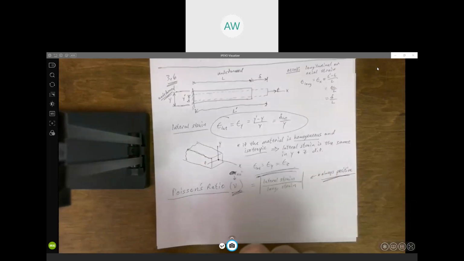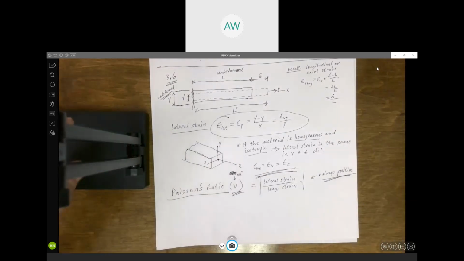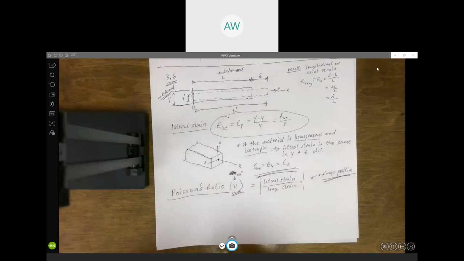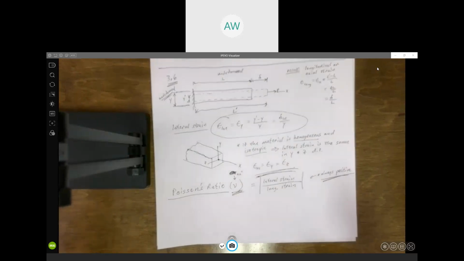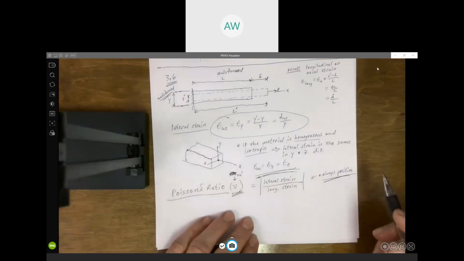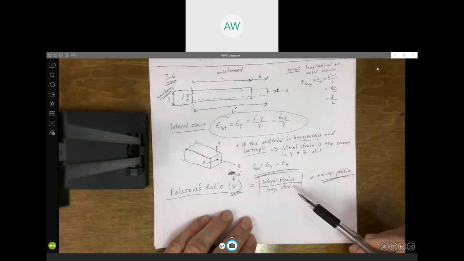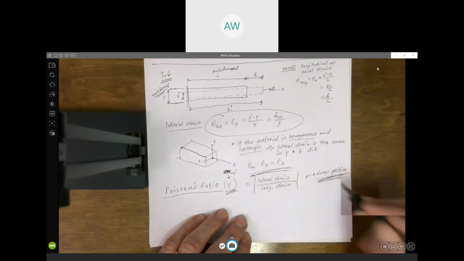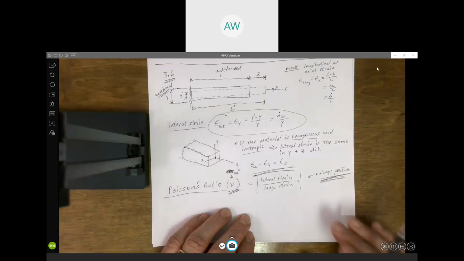So if the longitudinal strain is positive, lateral is negative. And as we saw in that picture a minute ago, if you compress it, the longitudinal strain is negative and the lateral strain is positive. It gets bigger. They're always going to be opposite signs. So if one's positive, the other one's negative. That's why you put the absolute value on there so that you always get a positive value.